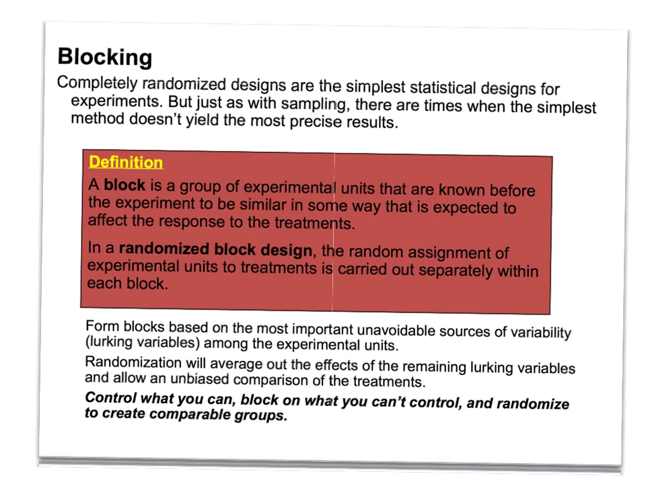We will recognize that there's some sort of external factor there, and we want to randomly select from groups that represent each of those factors. So a randomized block design is a random assignment of experimental units to treatment carried out separately within each block when we know that there's a known variable here. The bottom line is that you've got to control what you can, block on what you can't control, and then randomize to create as comparable groups as possible.